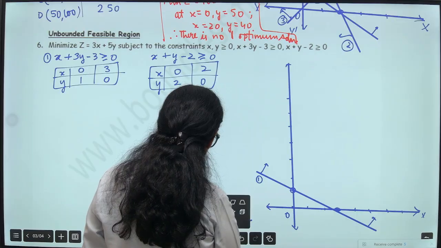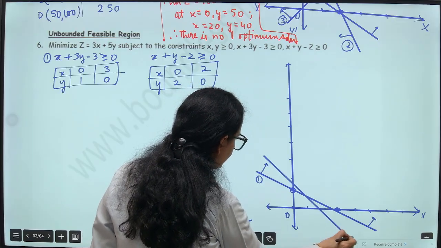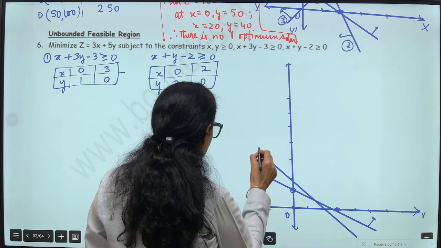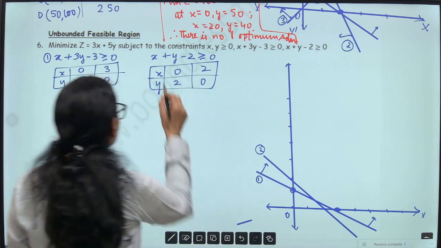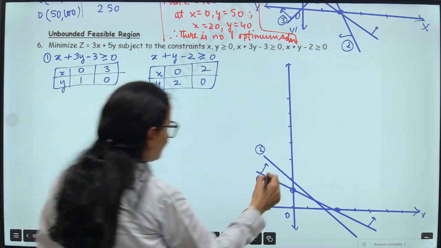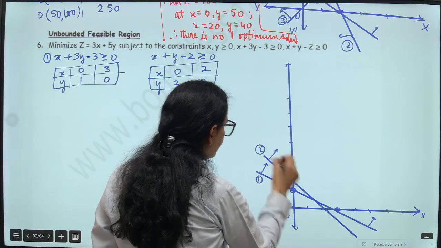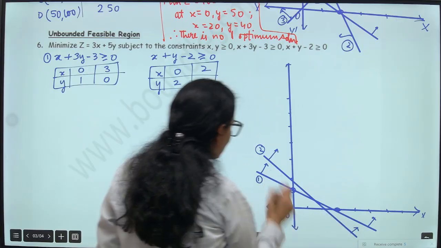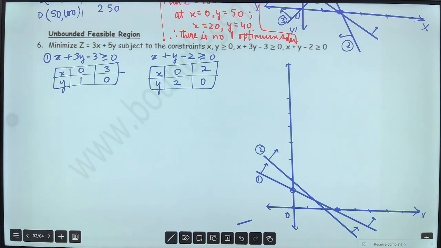So let's draw the second inequality. So this is the second inequality. Now if x and y are 0, 0, minus 2 is greater than 0, no. So that means again the feasible region is on the upper side of this second inequality. Now where is the feasible region?